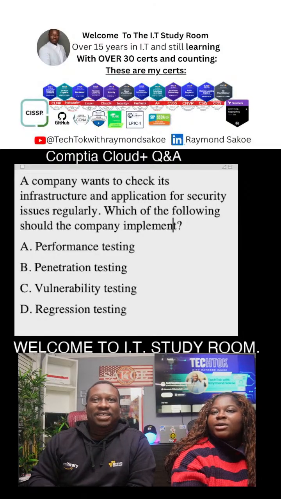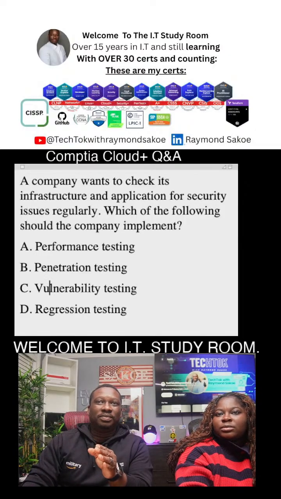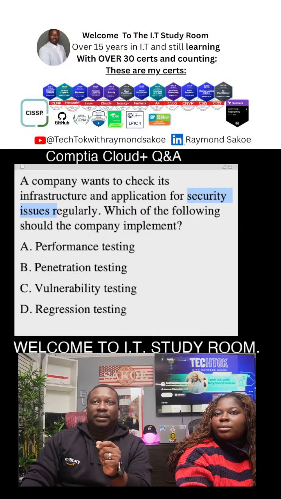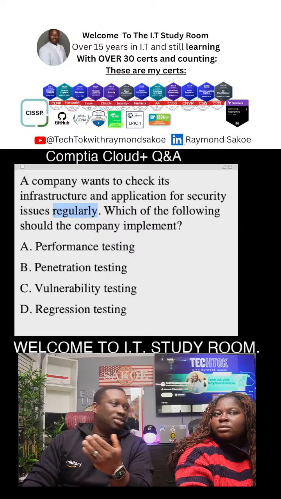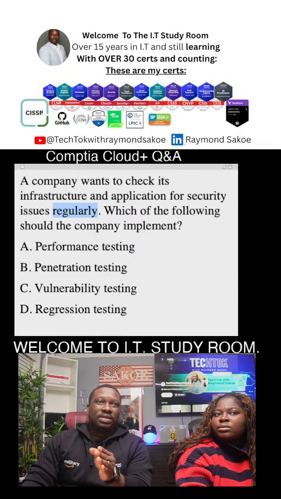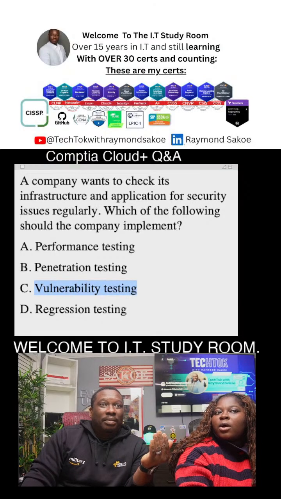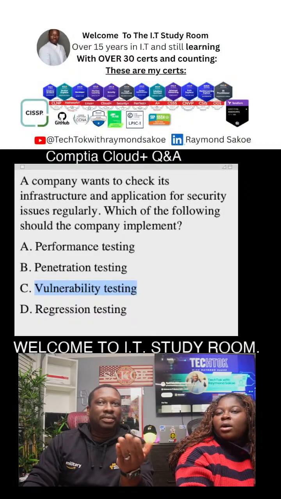Okay. All right. Yeah. So it could have been C, and at the same time could have also been B, penetration testing, right? They all test for what? Security issues. Right? However, one is done on a regular basis versus the other. So most of the time, vulnerability testing is done on a regular basis, right? So pen test is done once in a while.